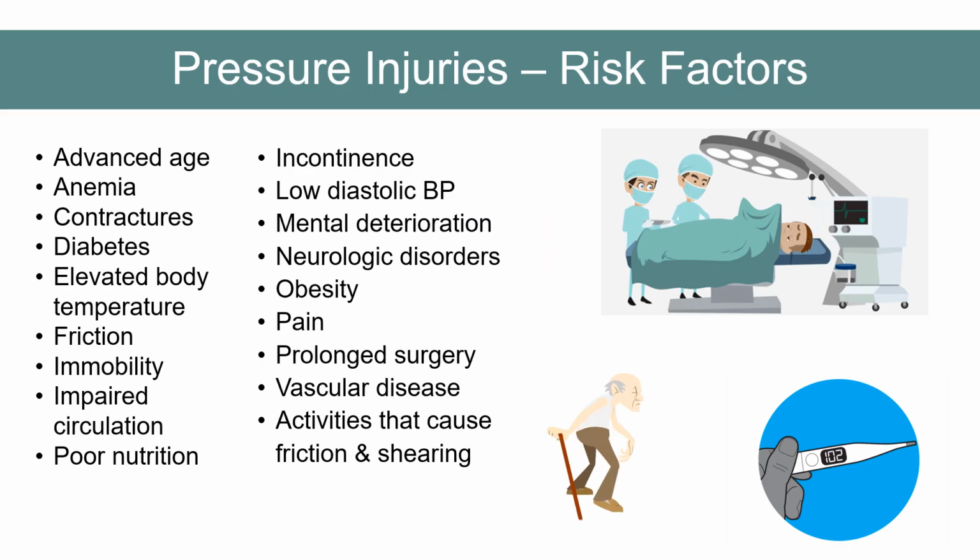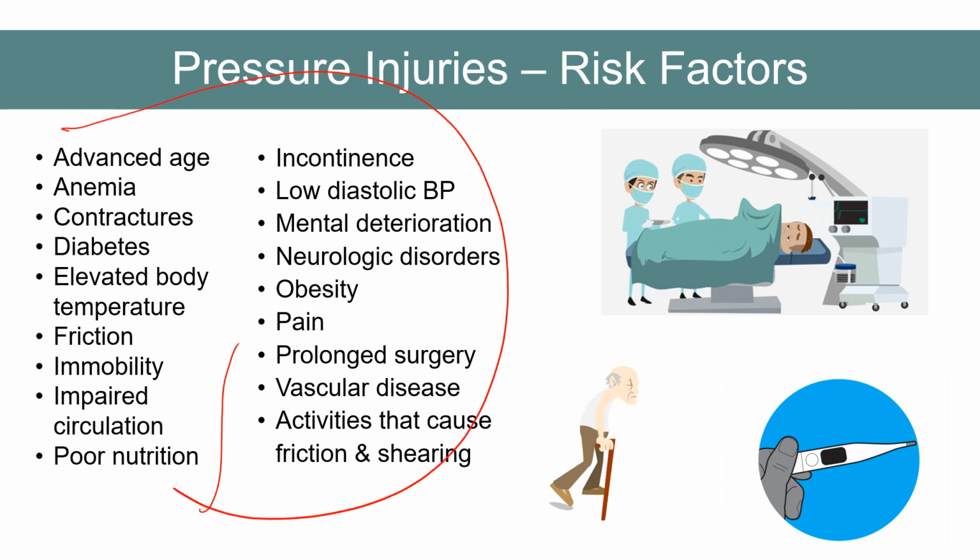So what are the risk factors? There's a lot of risk factors. We have age, we have anemia, contractures, diabetes, elevated body temperature, and so on. You can read through these. All of these are risk factors for pressure injuries.